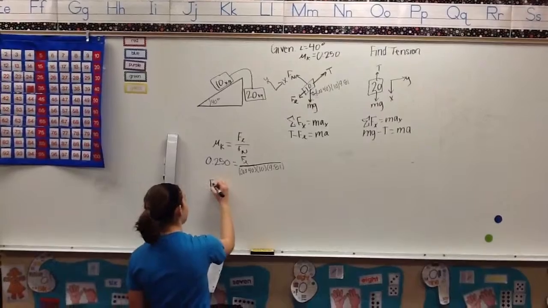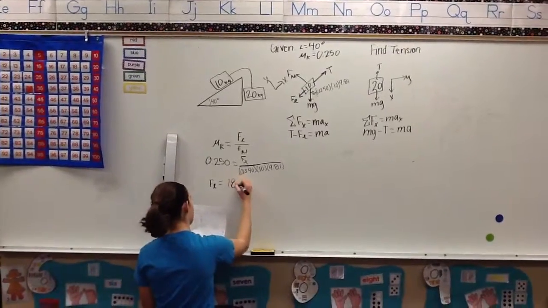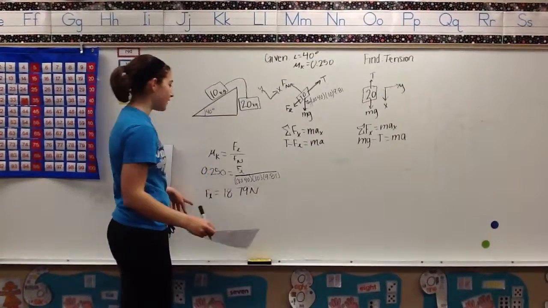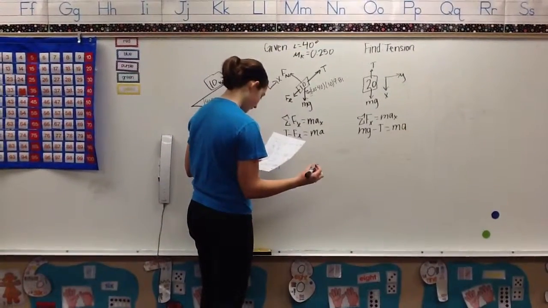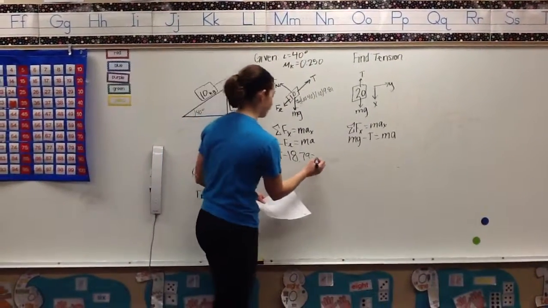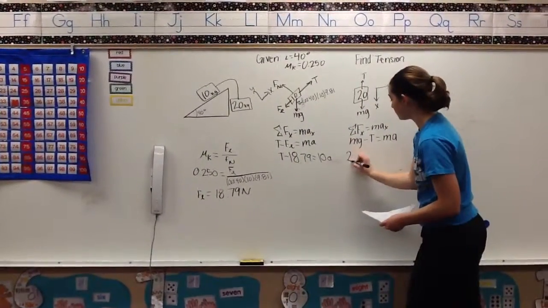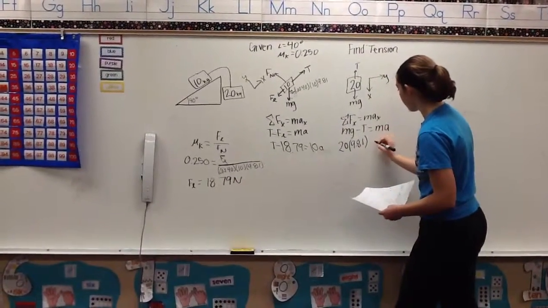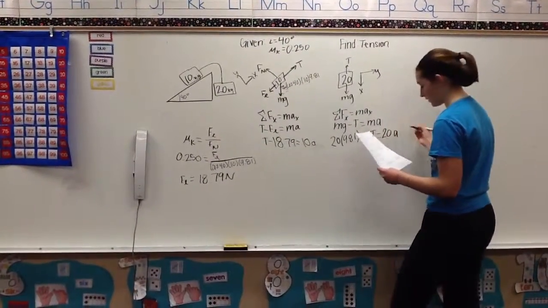And then you solve for friction, which gives you 18.79 newtons. So now that you have friction, you can put it back into here. So tension minus 18.79 equals the mass, which is 10, times the acceleration, which you don't know, so it's just a. And then for this one, the mass, which is 20, times gravity, 9.81, minus the tension equals mass, which is 20, times acceleration.